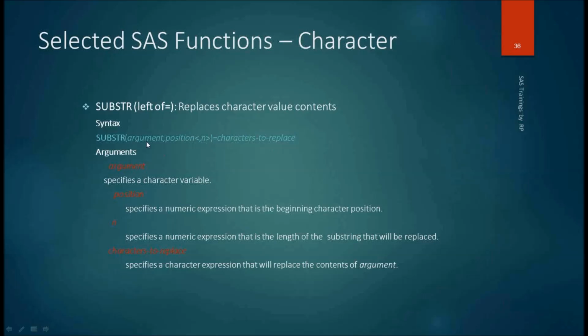So the syntax looks like this: substring, argument, starting position and end position. The argument will be a character variable, and the position specifies the starting position where the substring starts reading the character value, and n specifies the number of characters, the length of the substring, that will be replaced.